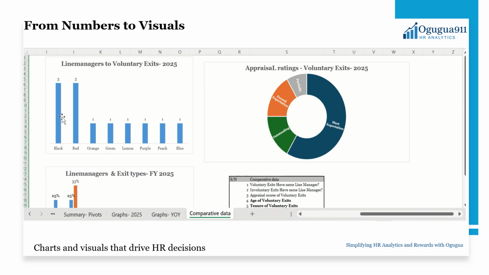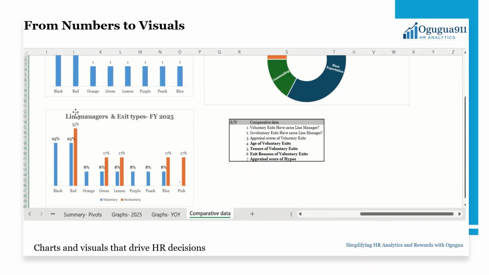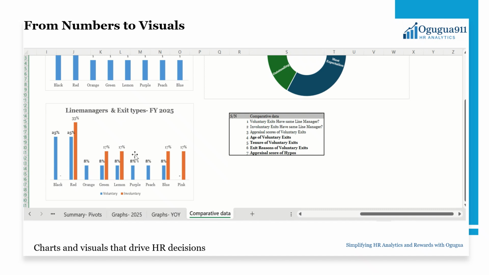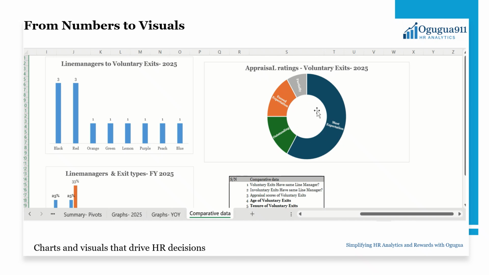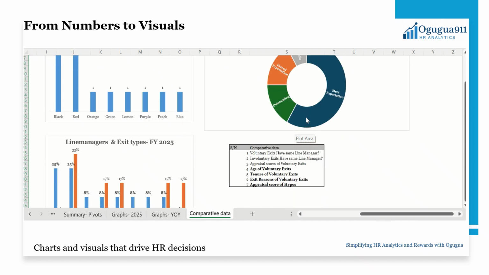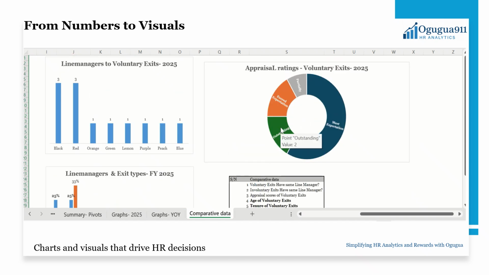So this graph here shows us that black and red have high voluntary exits, and when we combine involuntary and voluntary exits, we see that red has high exit. So you need to check and prompt the talent manager here to have a deep dive as to what is really going on. And when we find out that those performing well or even exceeding expectations are really leaving voluntarily, it is something that we need to question. A number of things can be linked.